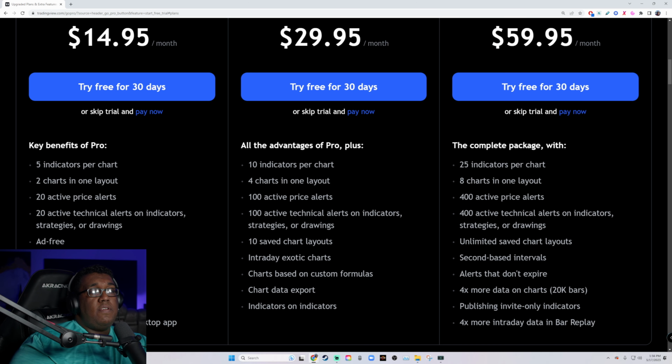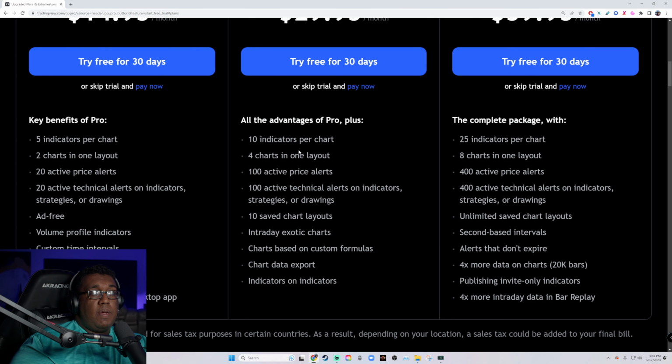Now, all the advantages of pro, so you get all of the stuff we just talked about, but now instead of 5 indicators, you get 10 indicators, which is great. 2 charts in one layout. You can have 4 charts in one layout, which is very, very good. I think at the minimum, if you guys are trading with money, actual currency, you want to have 4 charts so you can see different time frames or different markets out there.